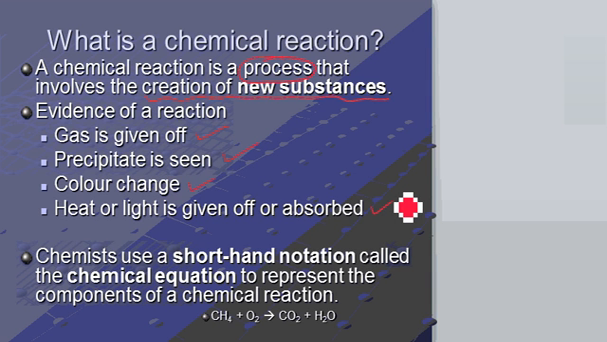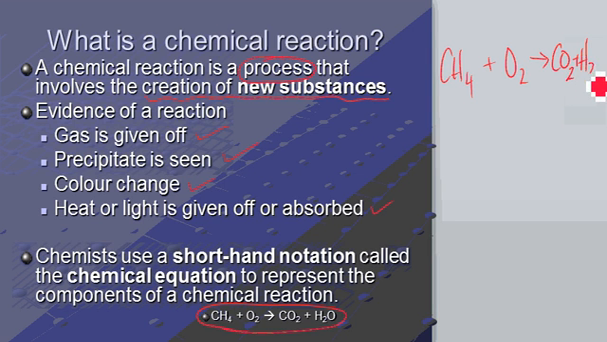been formed. Now, we don't want to write down a lot of stuff, so we use a short notation form, and this is where we get the chemical equations to represent the components of the chemical reaction. So in this situation right here, we have methane, CH4, we have oxygen, and that produces carbon dioxide plus water. And it's a lot faster to write that in the chemical equation form than writing it out with words.